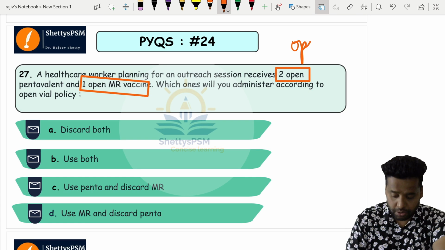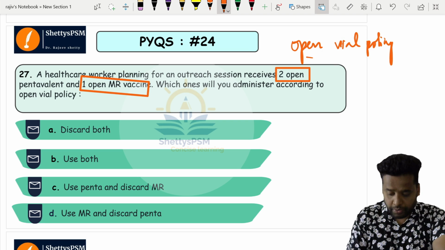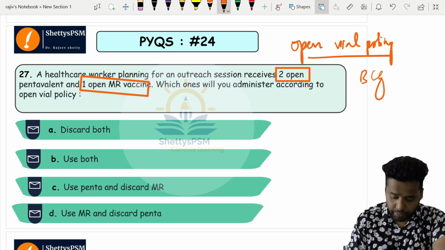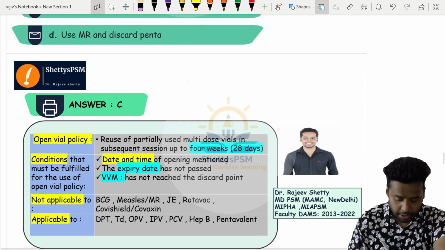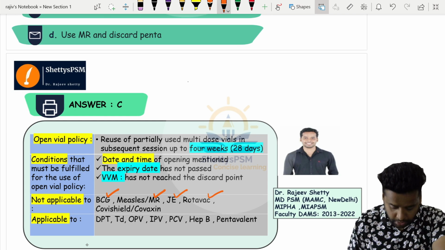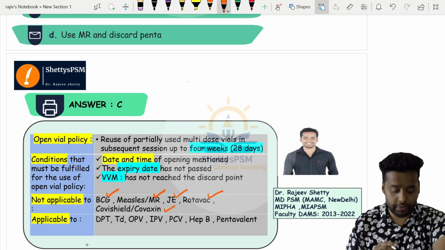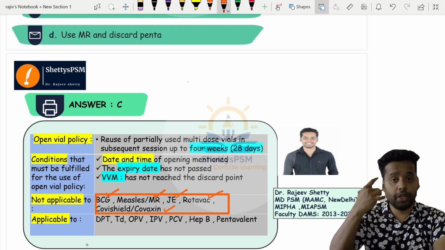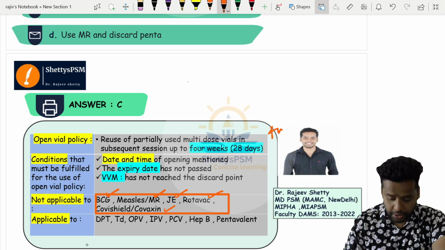The question is on open vial policy. Good. Open vial policy is not applicable for BCG. It is given here. It is not applicable for BCG, measles or MR, JE, Rotavac and COVID related vaccine. These should not be used in the next session. Remaining all the other vials can be used in the next session.